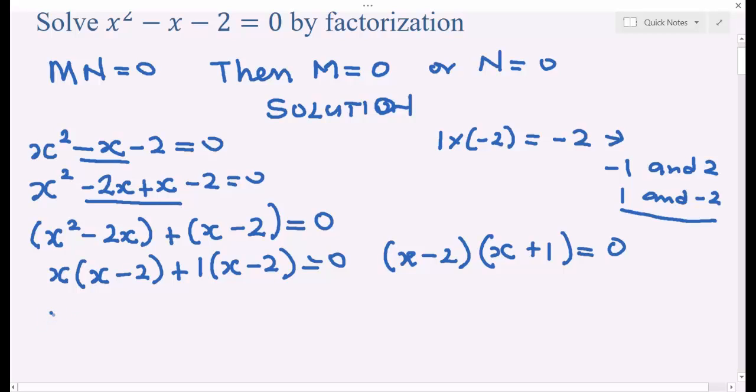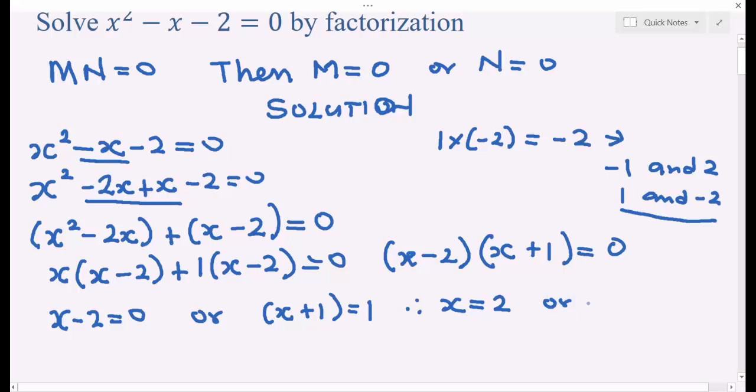So with the principle mn is equal to 0, we have x minus 2 is equal to 0, or x plus 1 is equal to 0. This will give us then x. If x minus 2 is equal to 0, then x is equal to 2. Or if x plus 1 is equal to 0, then it means that our x is equal to minus 1. So we have x is equal to 2 or minus 1.